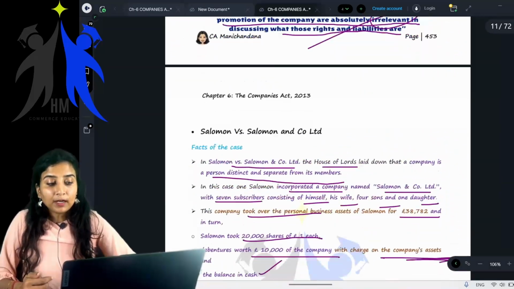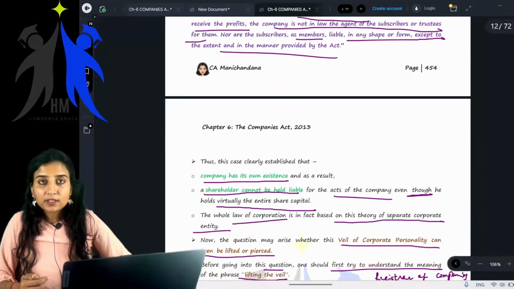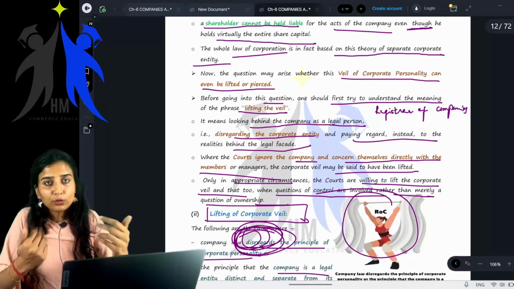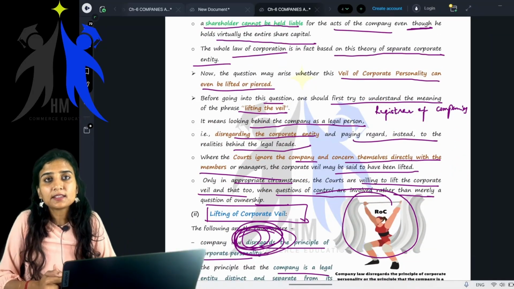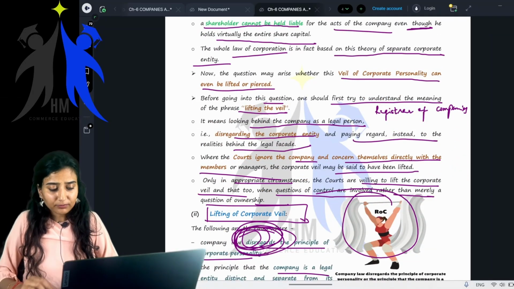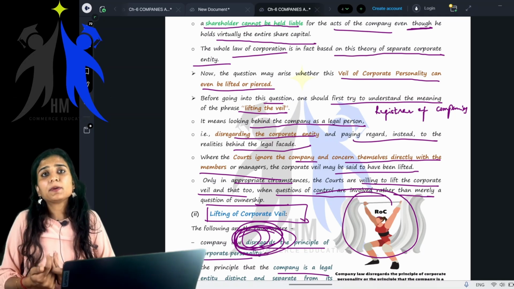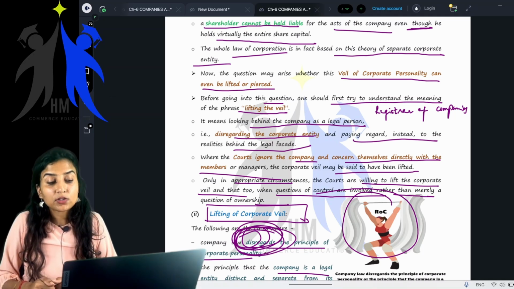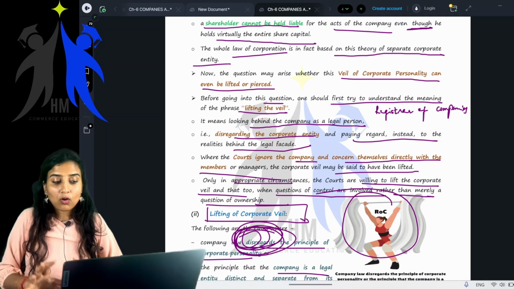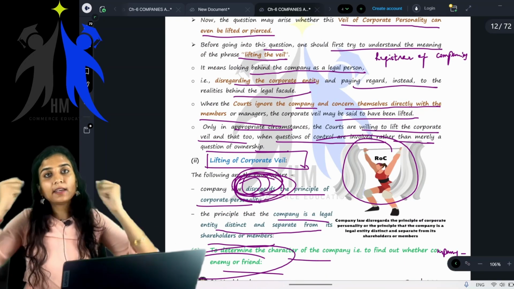But people could take advantage of this situation. Yes or no? Yes, even you as students felt that if something like this is there in society, obviously every person is there to take advantage of the situation. So in order to control all of it, there is a concept called lifting of the corporate veil.